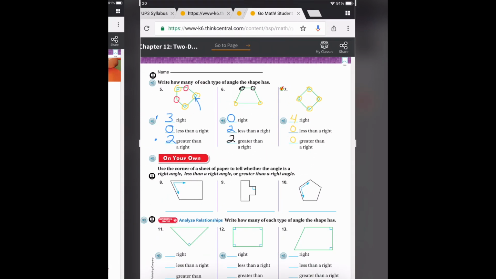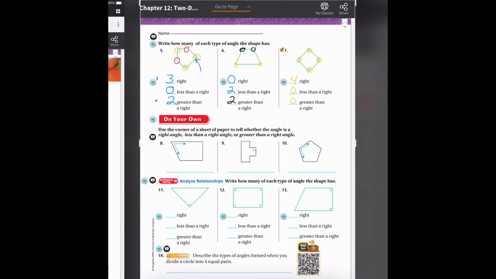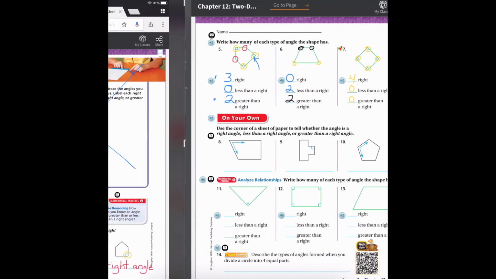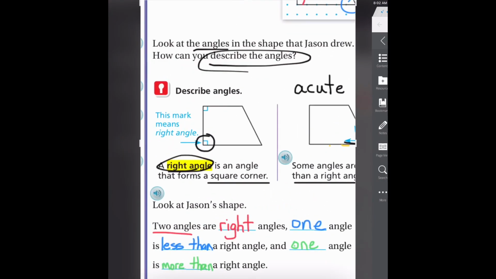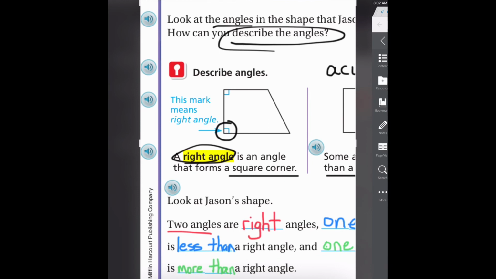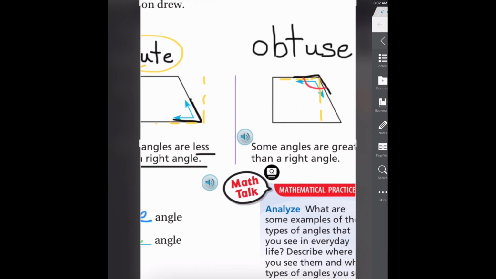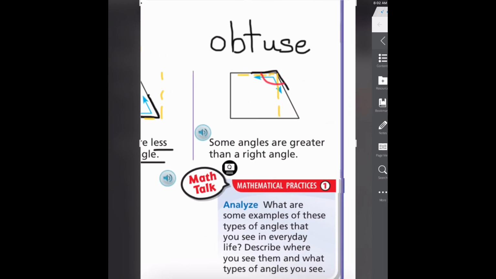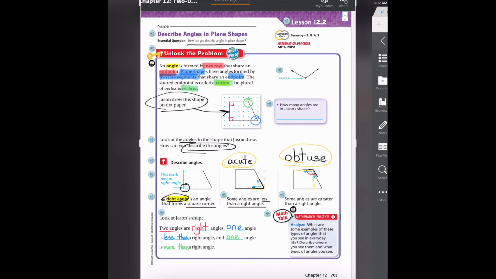All right, boys and girls, as you're working on your assignments today, make sure you're reading the directions very carefully and closely. You can always go back and look at this first page that describes the type of angles, the right angle, the less than a right angle, or we also call it acute, really. And then greater than a right angle or those obtuse angles. So use this as a reference and a resource as you're working through your assignment today.